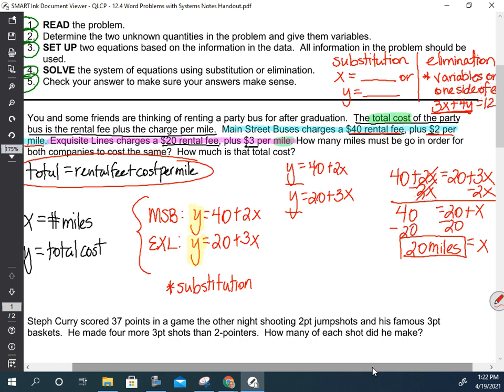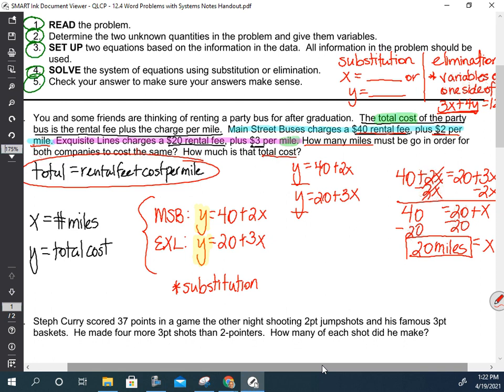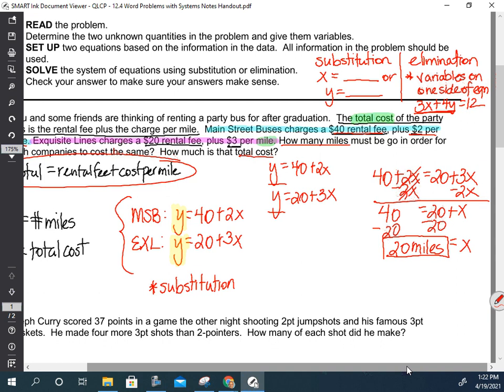Questions, comments, concerns before we finish the problem? All right. Figure out how many miles we have to go. Now we got to figure out the total cost. Total cost is y. You already know x. Pick the equation. Plug it in. Does it matter which one you pick? No.